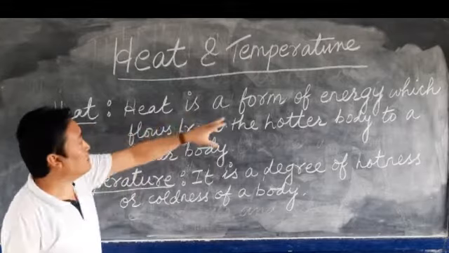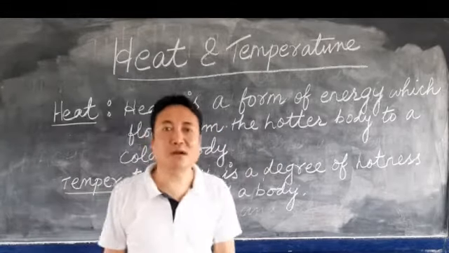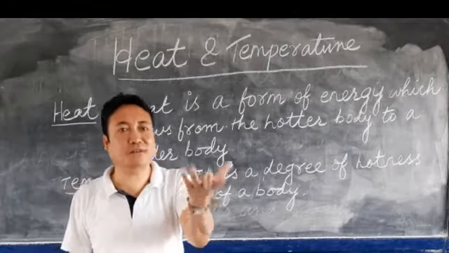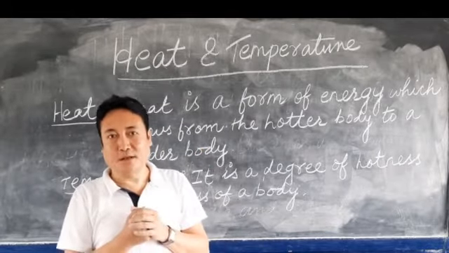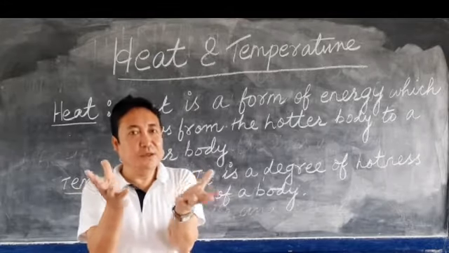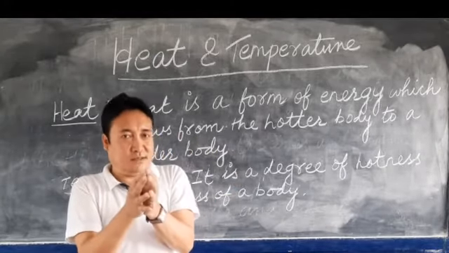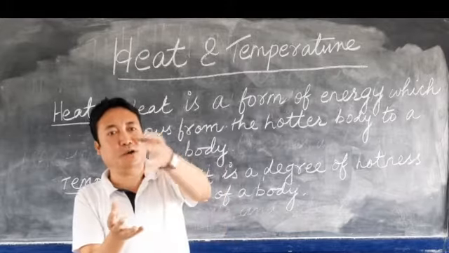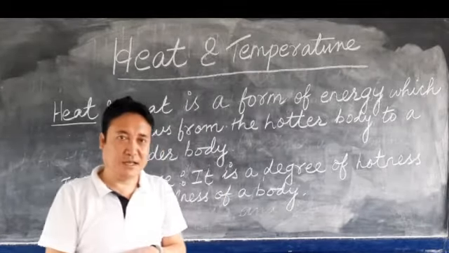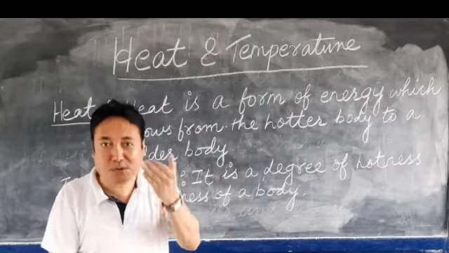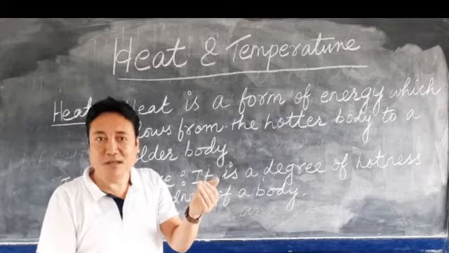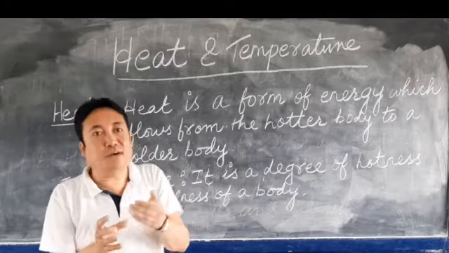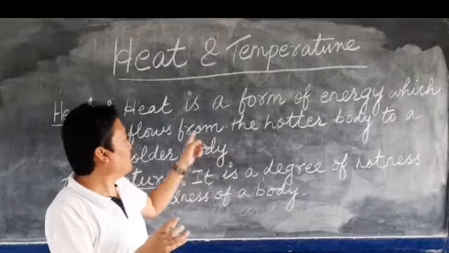The second point is that heat is a form of energy which flows from the hotter body to the colder body. Take one body that is very hot and another that is cold. When you bring these two bodies in contact, the heat will flow from the hotter body towards the colder body. After some time, the colder body will also start heating up. That heating up of the colder body is due to the flow of heat from the hotter body.